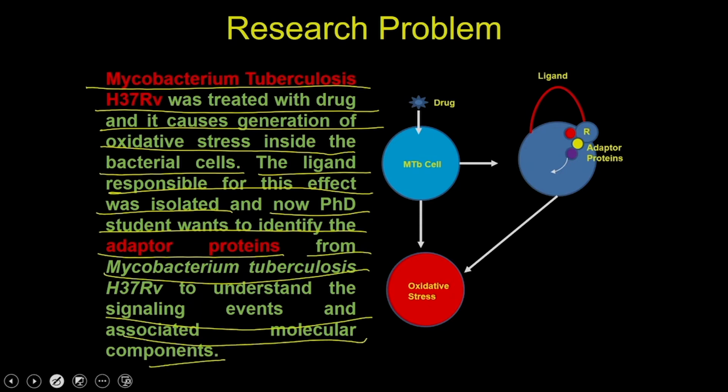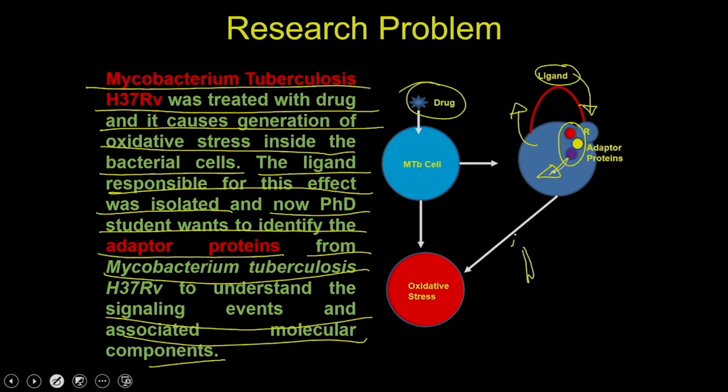Now what is the problem? The problem is that you treated Mycobacterium tuberculosis, the infectious organism responsible for TB, and once you did that, it is generating a ligand, and that ligand goes out and binds to a receptor. Once it is binding to a receptor, this receptor brings in adapter proteins, and because of these adapter proteins, it is driving downstream signaling.